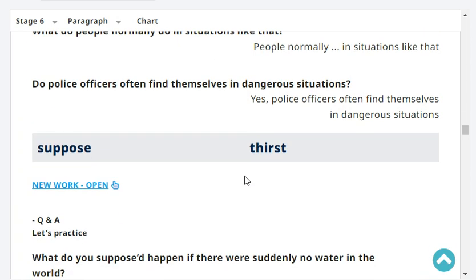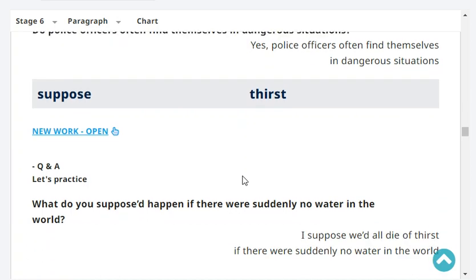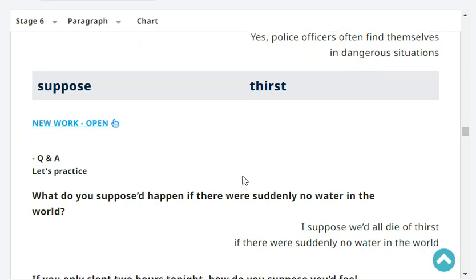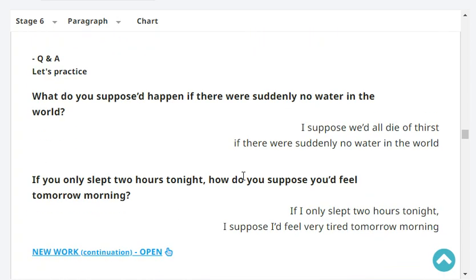Do police officers often find themselves in dangerous situations? Yes, police officers often find themselves in dangerous situations. Very good. What do you suppose would happen if there were suddenly no water in the world? I suppose we'd all die of thirst if there were suddenly no water in the world.